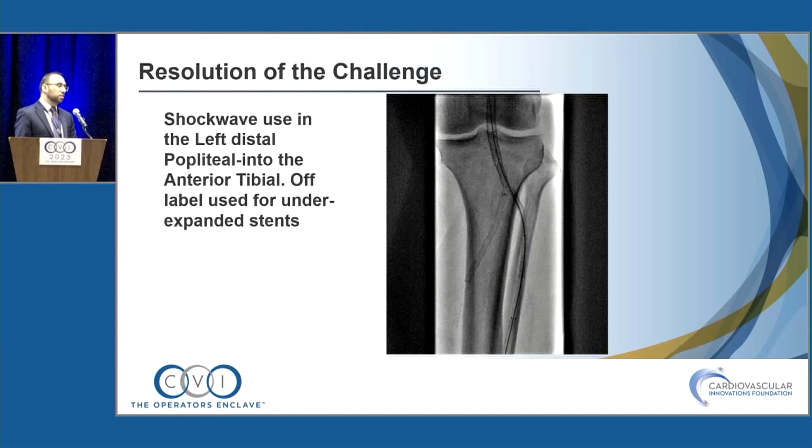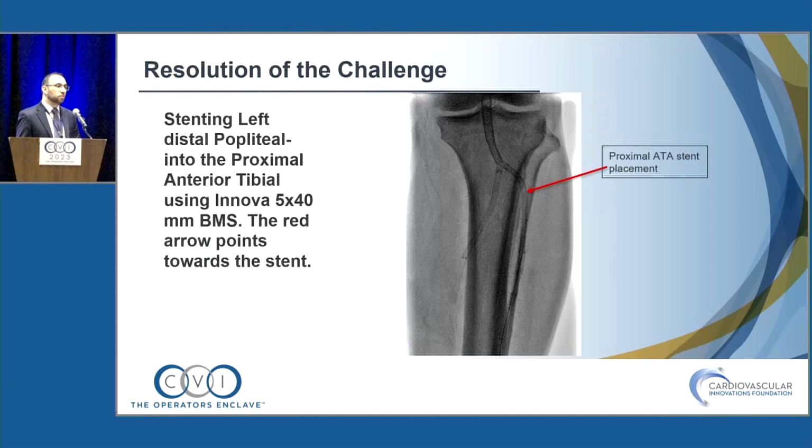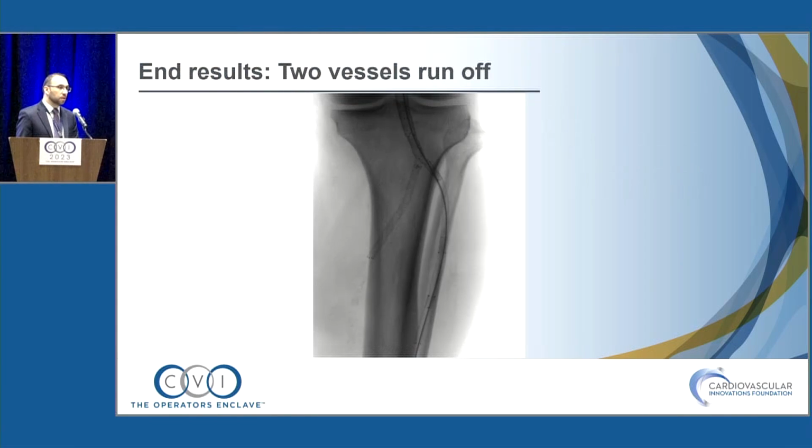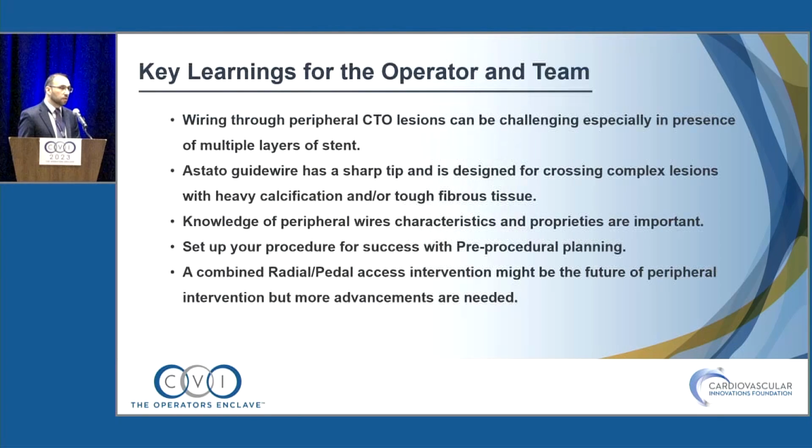Then we use Shockwave. I don't think the video is working, but oh, it's working now. And then we still did not have a good result, so we placed a proximal ATA stent, and that's our end result. The patient followed up 2 months afterward, and he said he can do 1,000 steps a day. He doesn't have claudication anymore, and that's all.